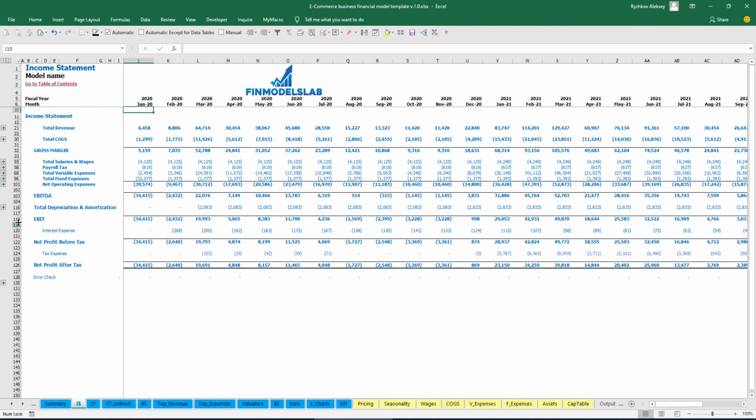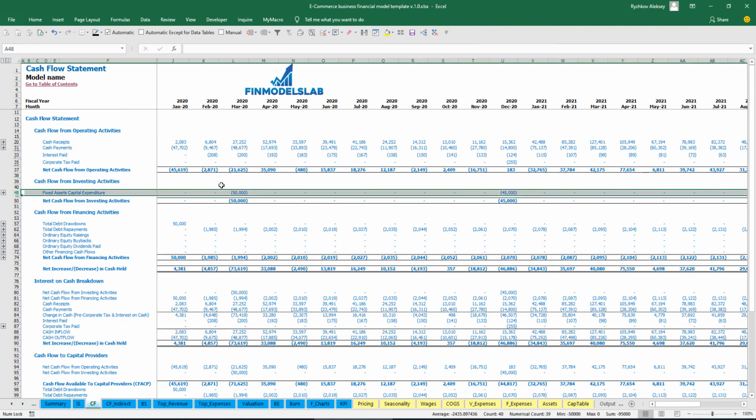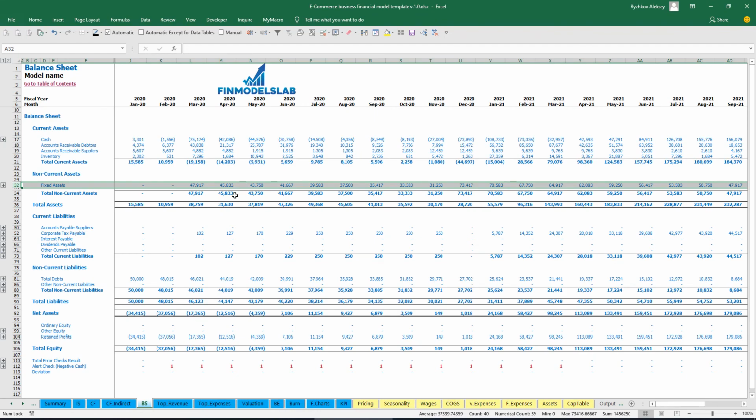In the income statement, you may find the depreciation and amortization amount for each month. On the cash flow, you may see the fixed asset capital expenditure. And on the balance sheet, you may see the total closing net book value for these assets.